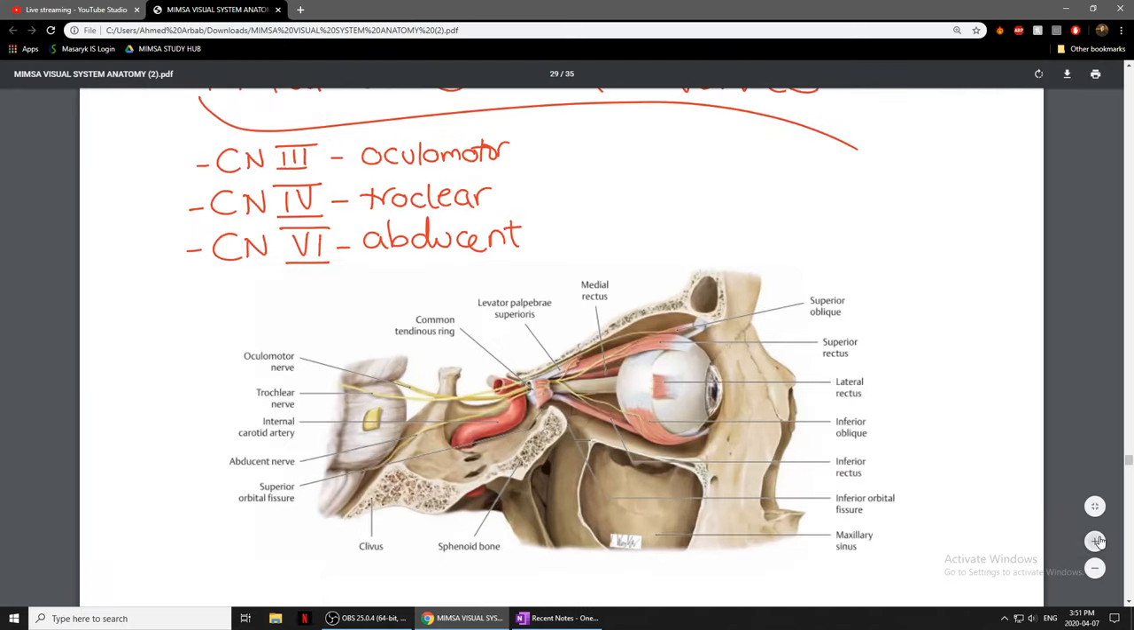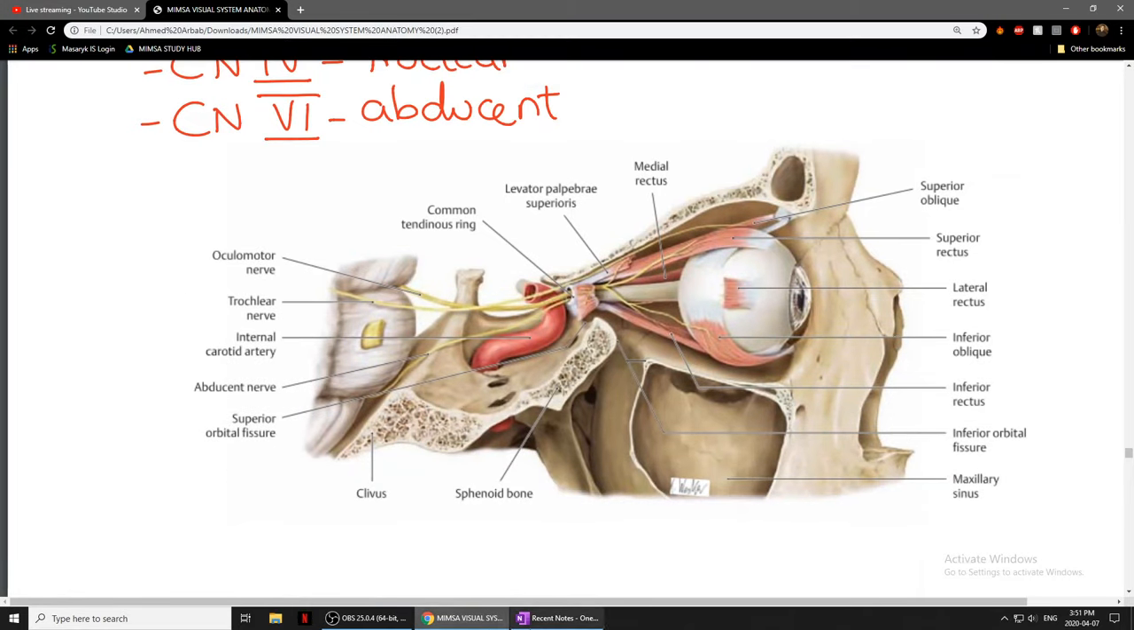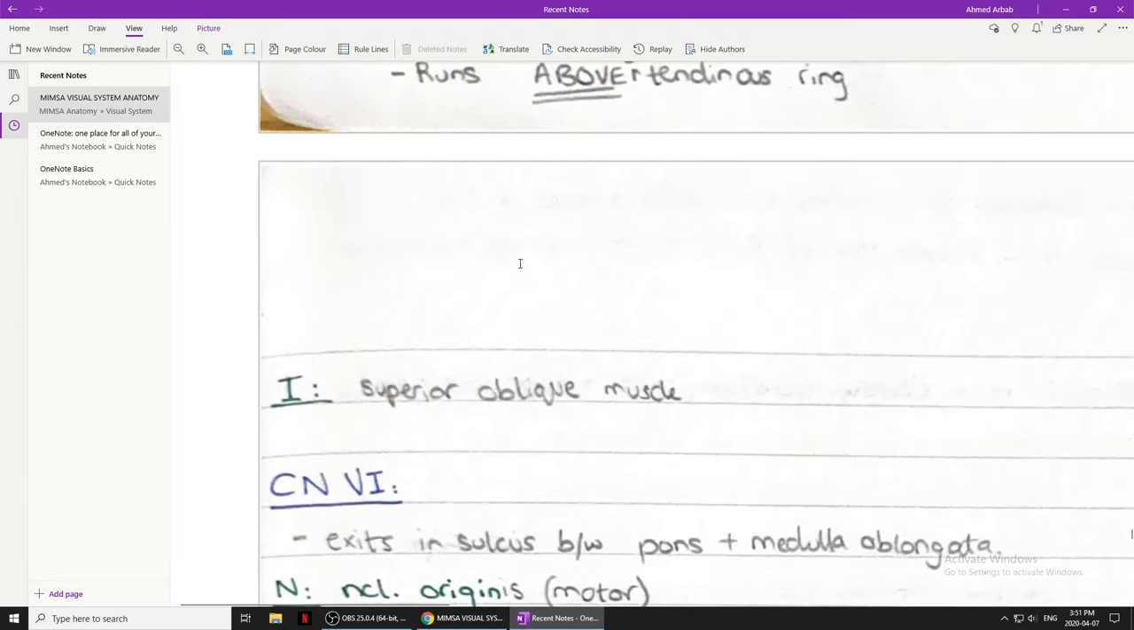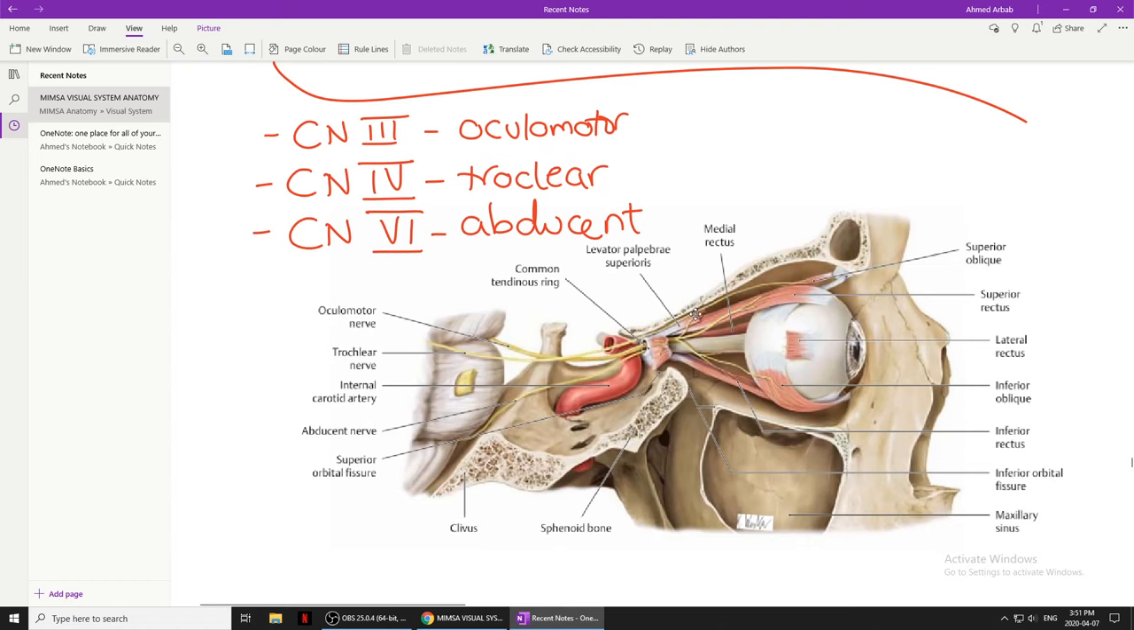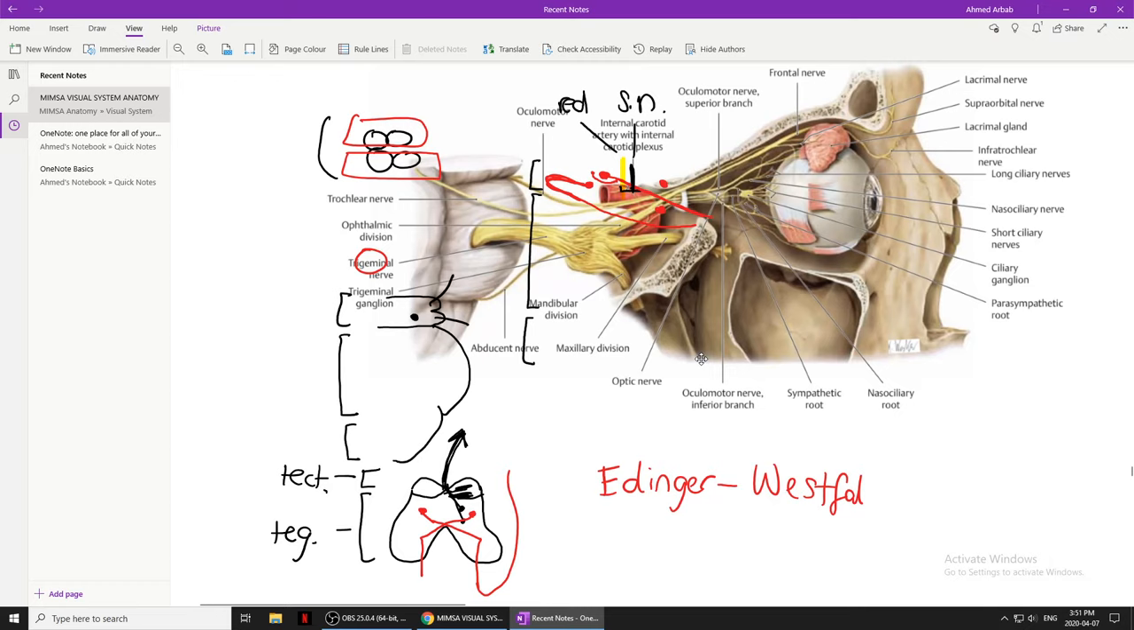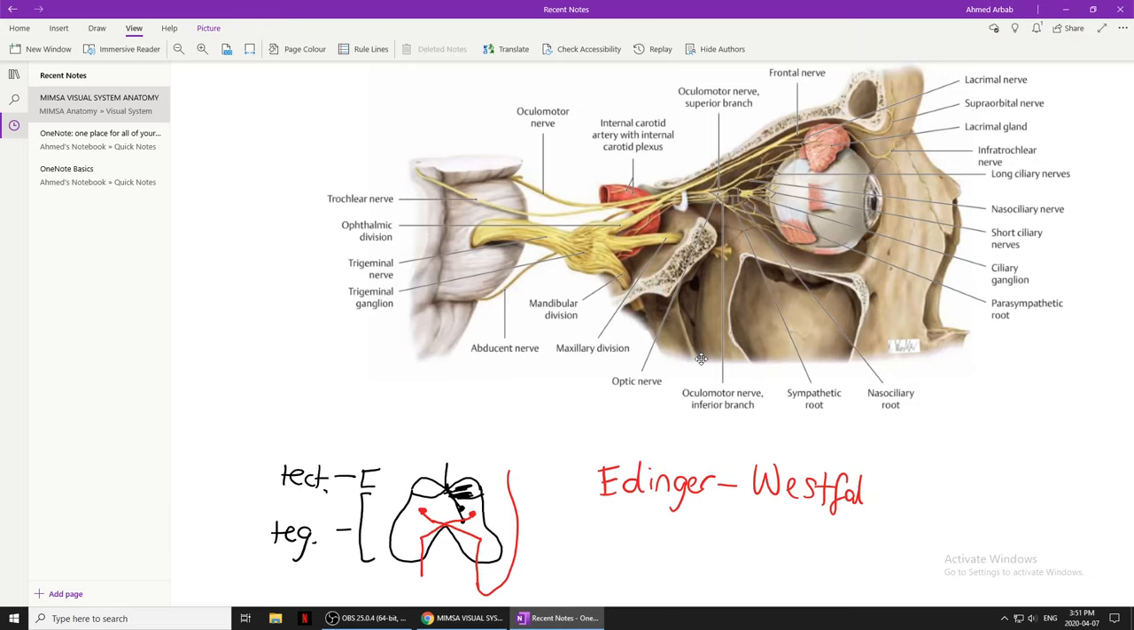Let me just show you the entirety of the pathway. We're going to go all the way from the nucleus ergonis of the trochlear nerve. It moves backwards. It curls around the cerebral peduncles. It goes downwards, forwards, outwards. It goes between the superior and posterior cerebral arteries, just like the oculomotor did. It enters through the lateral wall of the cavernous sinus. And then it goes above the common tendinous ring, and it just goes outwards.